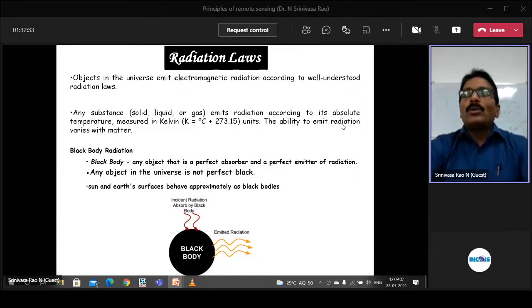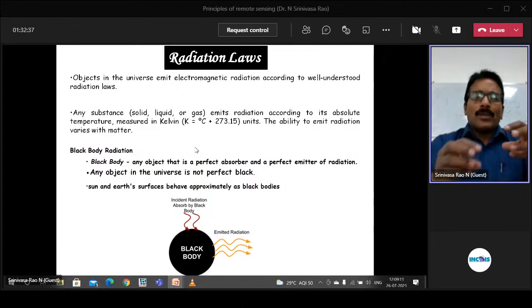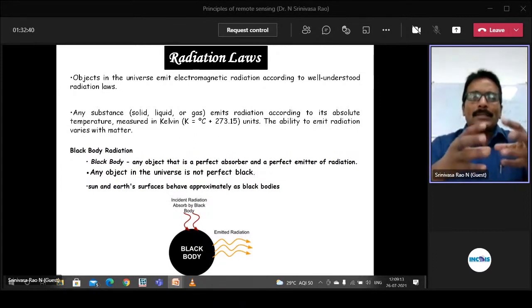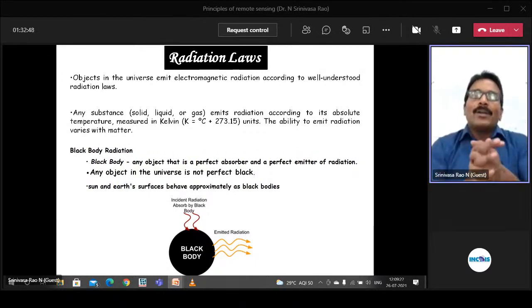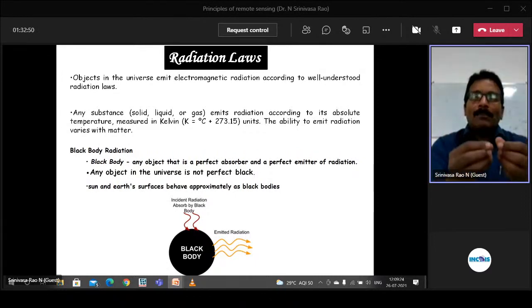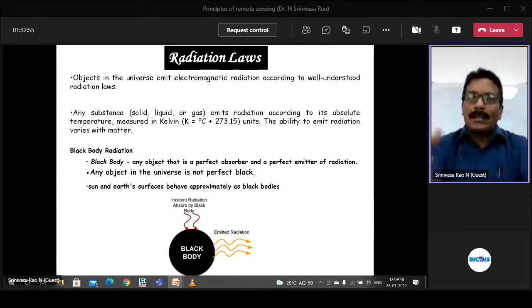The ability to emit radiation: in nature, every body, any substance, whether solid, liquid or gas, has its own temperature. If it has any temperature, then equivalent to that temperature, it emits some light. That is the concept.